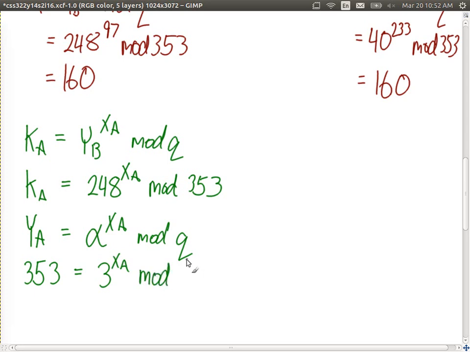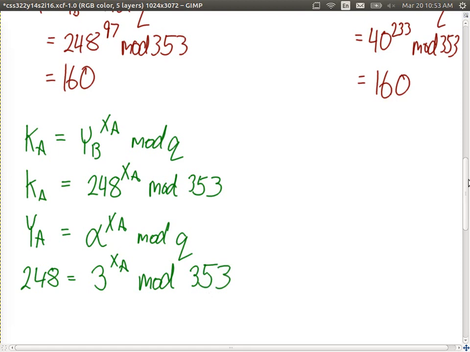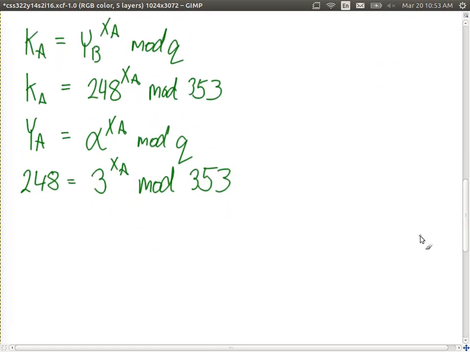What mistake have I made? Is anyone awake? I hope you didn't copy that. 248. Alpha is 3, Xa is unknown, mod 353. Now that's better for the attacker. We have an equation with 4 variables, 3 are known, 1 is unknown. So we should be able to solve that.